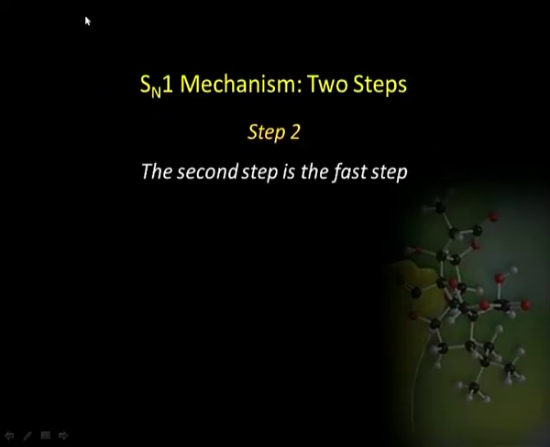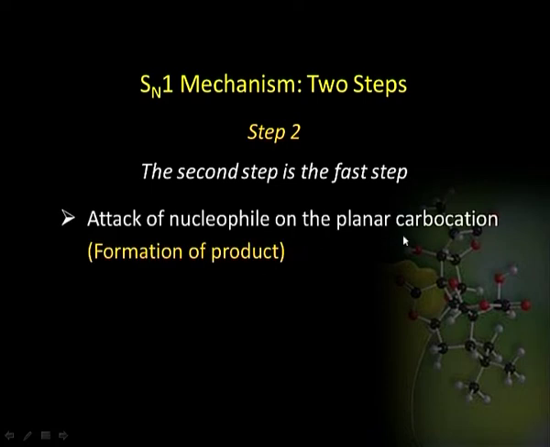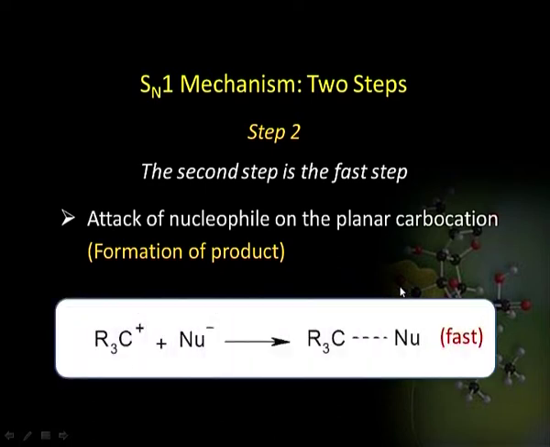The second step of the SN1 mechanism is the faster step. Here, attack of the nucleophile on the planar carbocation takes place, which leads to the formation of the product.